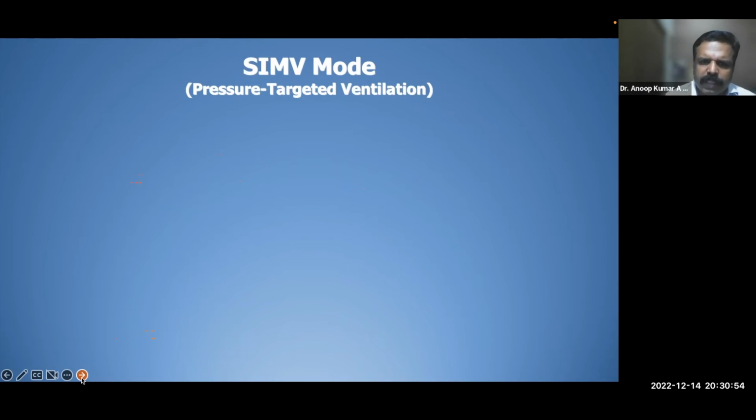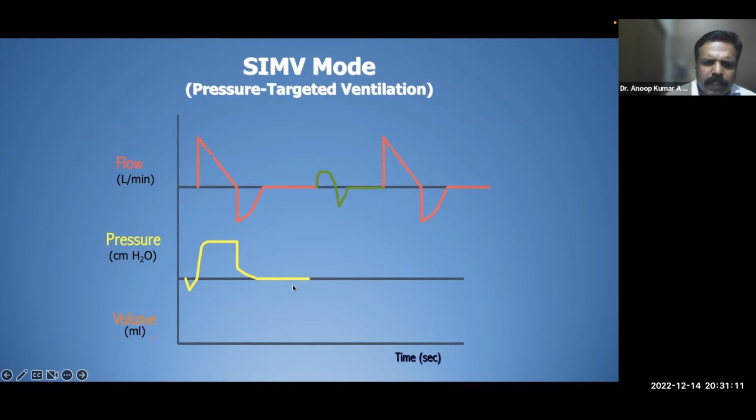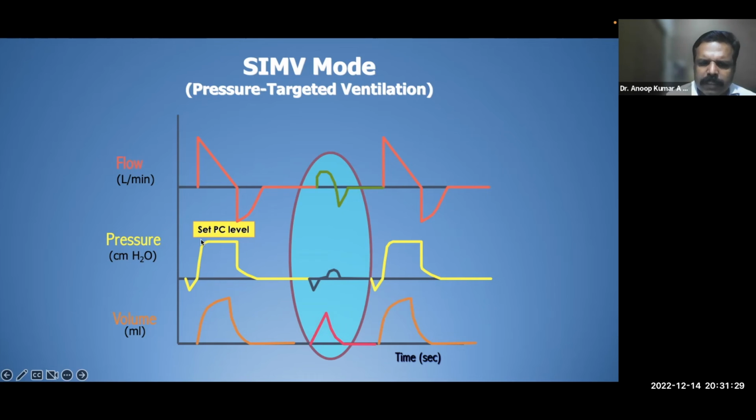In the same way we have SIMV mode, pressure targeted. There is no difference, which we have already discussed. In SIMV, just like the tidal volume, the pressure will be varying. The flow will be almost the same, but you can see an inspiration and an expiration. In the pressure, you can see the positive pressure, but for the spontaneous breath the patient effort is less, so the pressure generated will be less, and the volume will be different depending on the patient effort. We are setting a pressure control here that is applicable only to the machine generated breath. For the spontaneous breath, the pressure control has nothing to do with it.